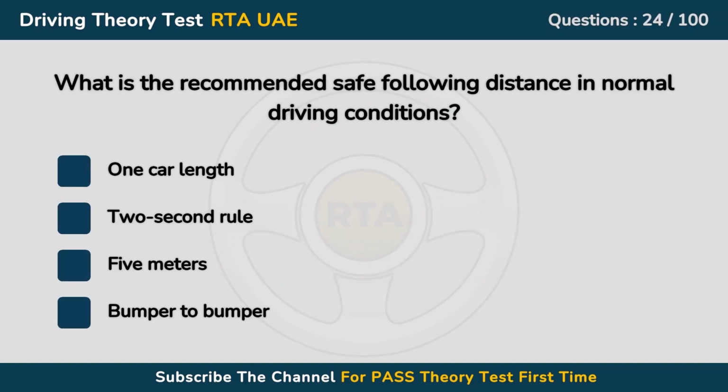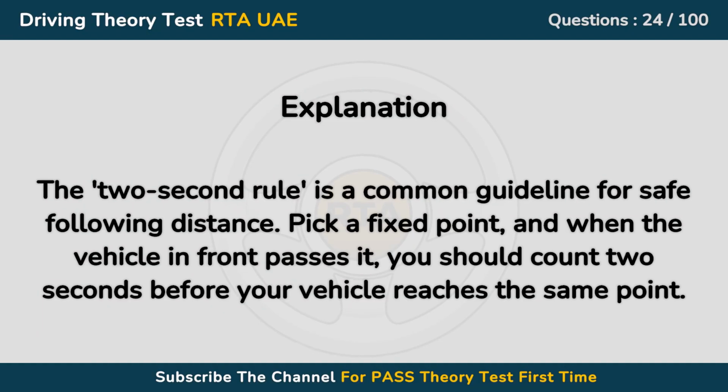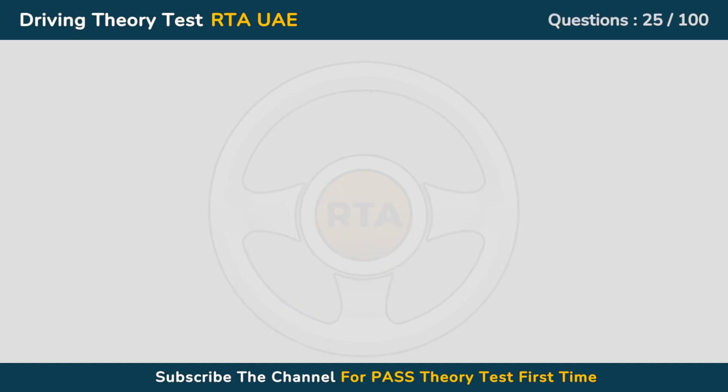Question 24. What is the recommended safe following distance in normal driving conditions? A. 1 car length. B. 2-second rule. C. 5 meters. D. Bumper to bumper. Answer is B. 2-second rule. The 2-second rule is a common guideline for safe following distance. Pick a fixed point, and when the vehicle in front passes it, you should count 2 seconds before your vehicle reaches the same point.